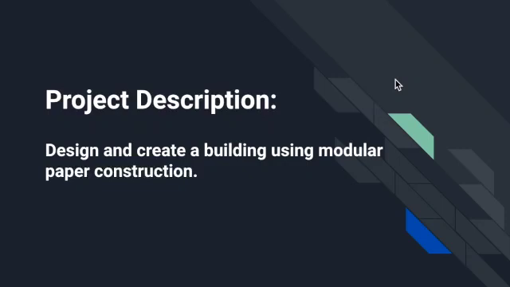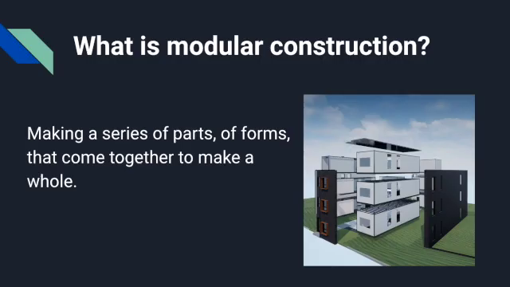So your project is to design and create a building using modular paper construction. And if you're asking yourself, well, what is modular construction, Miss O? It just means a series of parts coming together, or a series of forms that come together to make an entire structure. So here you can see this building has been broken apart into different pieces. These repeating forms would be considered a module. So that's one form that's being used, built up to make a whole.